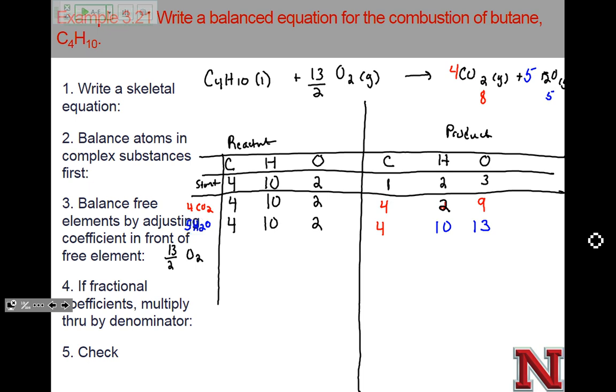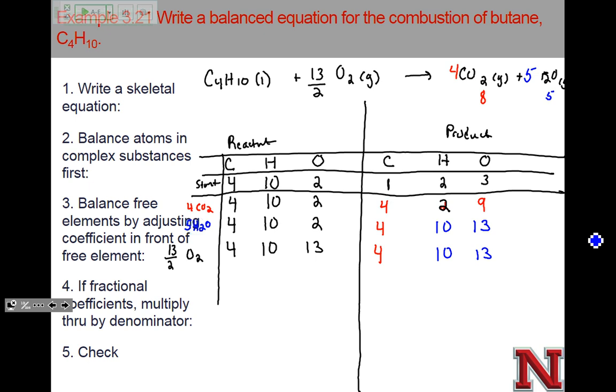So now, again, I haven't changed anything with my carbons in my starting material, my hydrogens. But now I have 13 oxygens. 13 divided by 2 times 2 is 13. And I didn't change anything more with my products. So now I'm balanced, but I don't have the lowest whole number ratio. But that's okay, because I can fix that, because I can multiply my whole chemical equation by 2. And that'll give me my lowest whole number ratio.